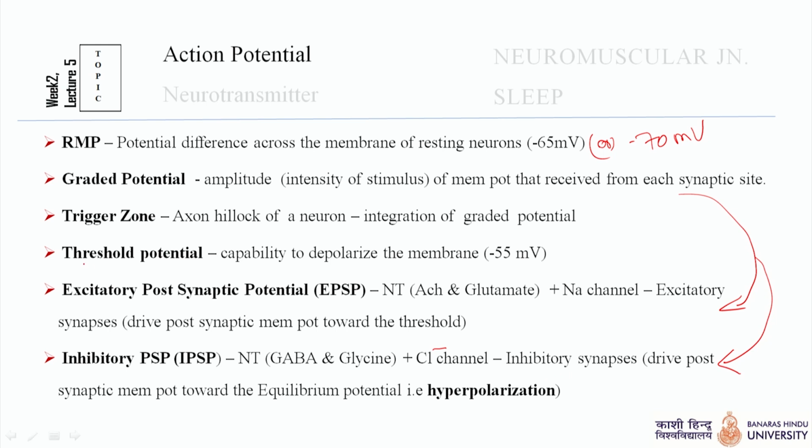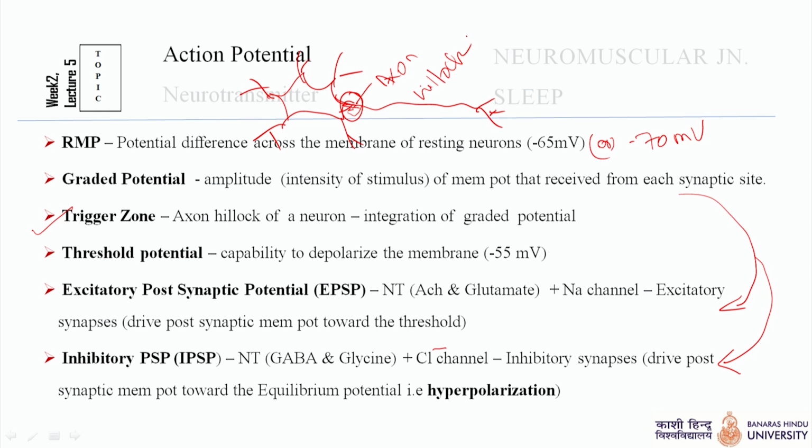Next will be the trigger zone. Where is this trigger zone usually present? So this is a neuron, right, and this is the axon and these are the dendrites. Now the dendrites receive the signals. Now here, this point is called the axon hillock.